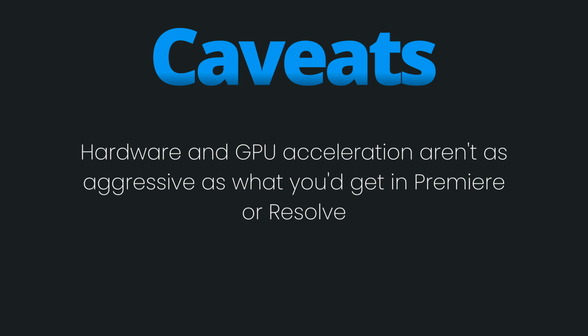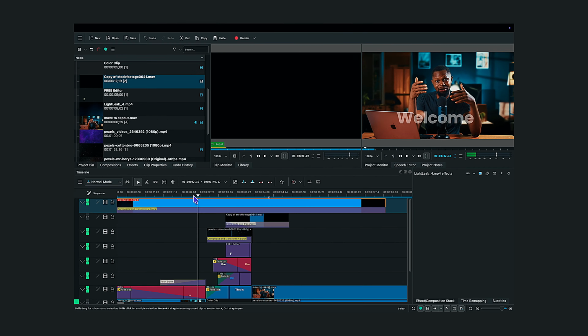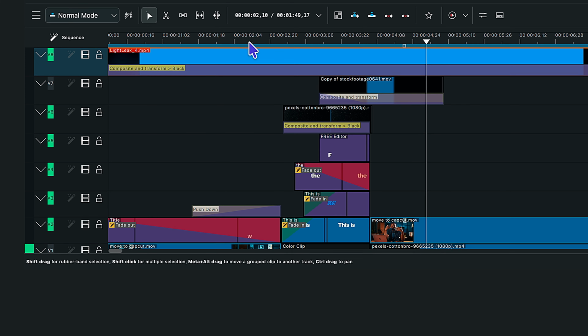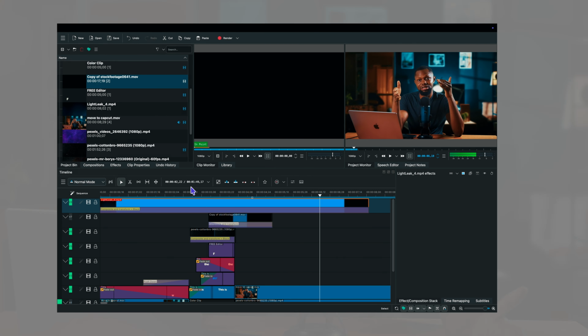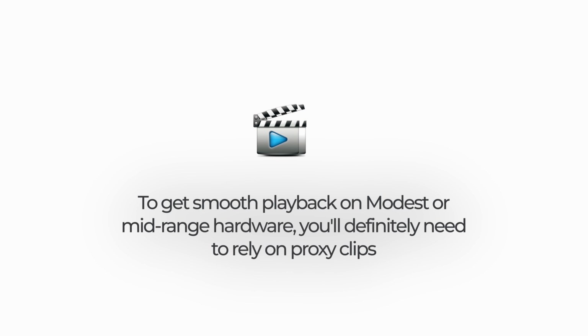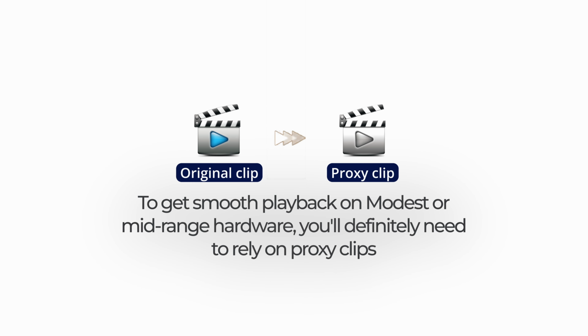Hardware and GPU acceleration aren't as aggressive as what you'd get in Premiere or Resolve. Therefore, if you stack heavy effects or throw high-resolution 4K footage onto the timeline, you might experience timeline lag. So, to get smooth playback and scrubbing on modest or mid-range hardware, you'll definitely need to rely on proxy clips.